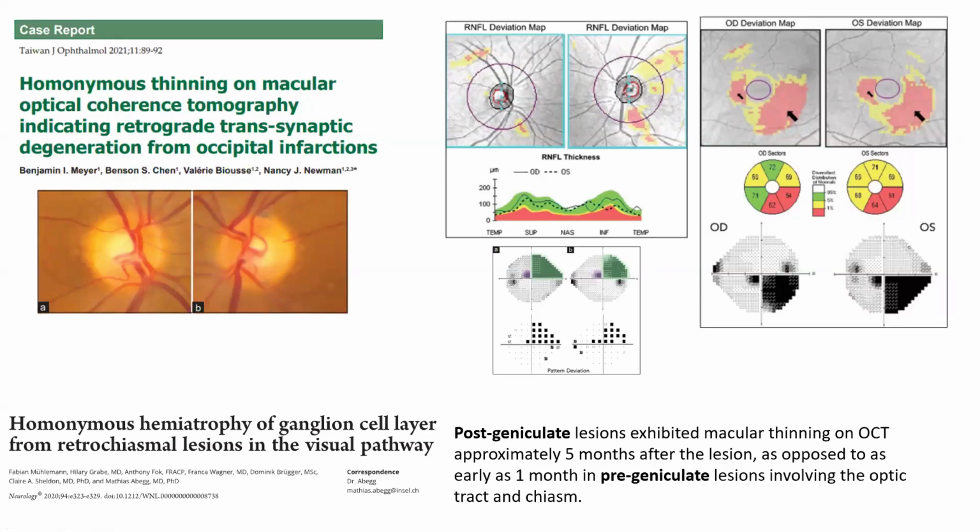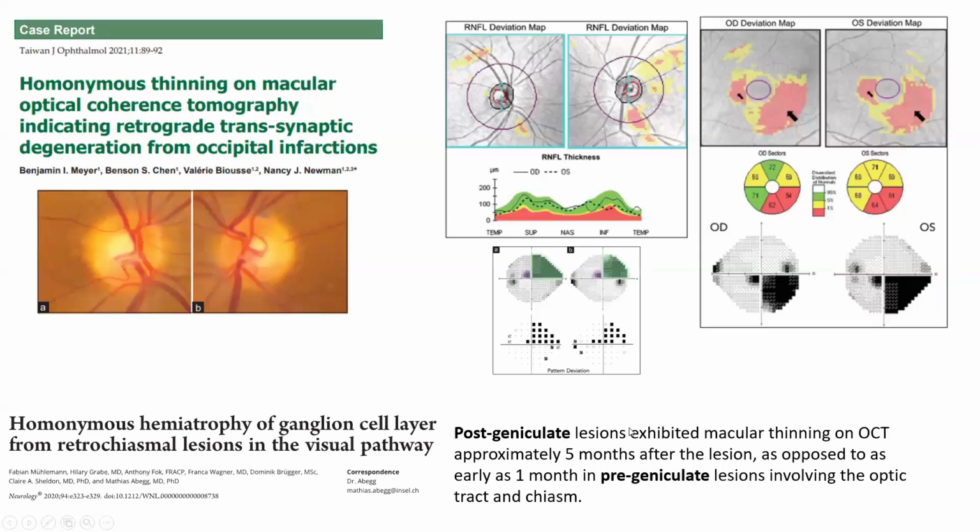The transgeniculate atrophy was something which was, to be said, impossible 30 years ago when I started my training and in grown-ups. But now we see with OCT that it happens, and there's a nice overview about this topic in Neurology from Mühlemann, and he gives us a time perspective when to expect the first changes in the macula.